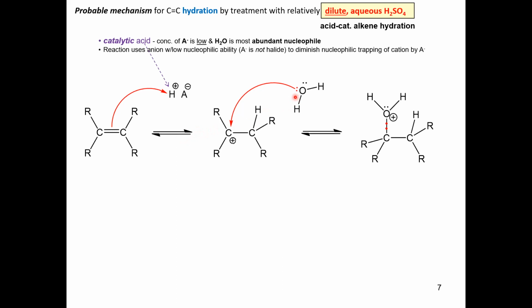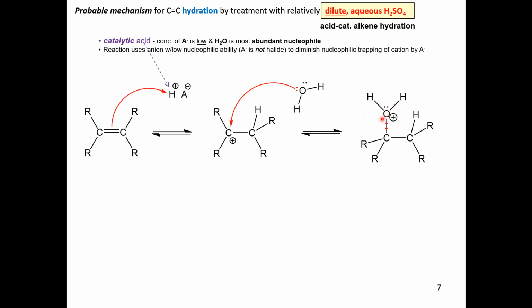Here you can see that this red lone pair of electrons is being used to form a bond between oxygen and this electrophilic carbon. Here's the new carbon-oxygen bond, and you end up with this second mechanistic intermediate with oxygen being protonated. Oxygen has a positive charge.